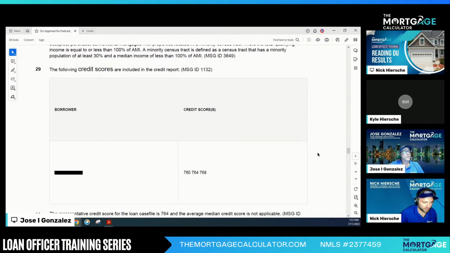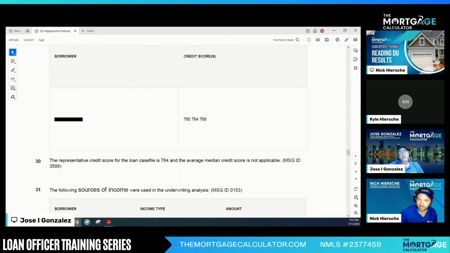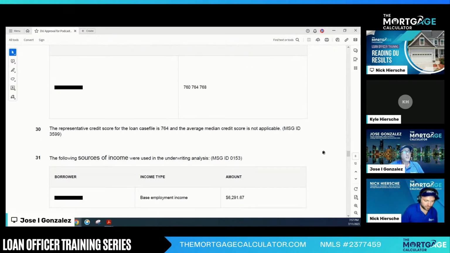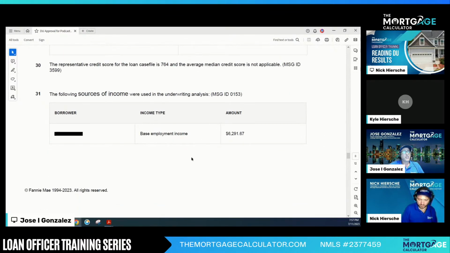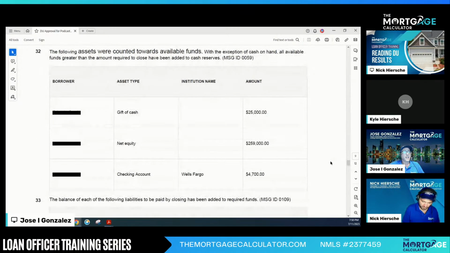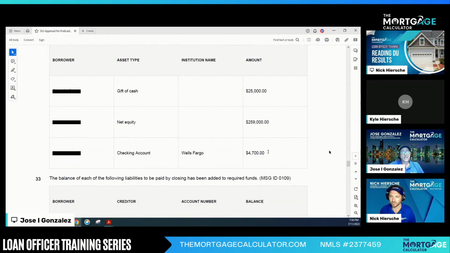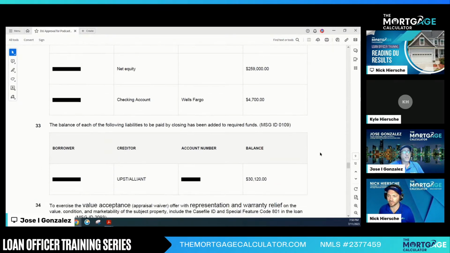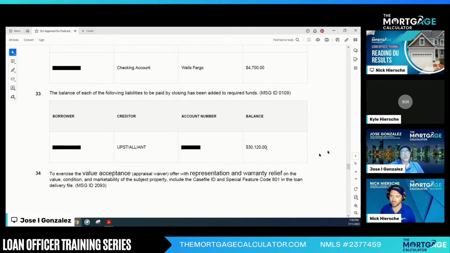Following credit scores, let me know what we got right there. Obviously, it's a beautiful thing when you got a 764 middle score, right? No pain there. And this is just a rehash letting me know my base employment income, 6291.67. And here, our gift of cash, net equity from the sale of the house. And this is what he had in the checking account when the application was submitted. The account that we marked that was going to be paid off.